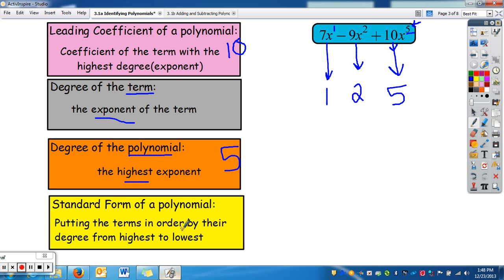Standard form of a polynomial. Standard form is putting the terms in order by their degree, which again is just the exponent, from highest to lowest. So my first one here would be 10x to the 5th. That term is first because it has the highest degree, followed by negative 9x squared, and then plus 7x because 7 is positive. You know you did it right if your degrees are in order from highest to lowest. It has nothing to do with your coefficients. The exponents are in charge.